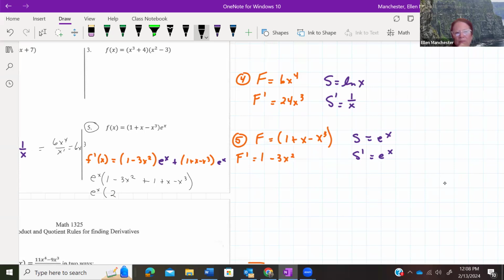Actually, let me put it in descending order. So I have negative x cubed. Don't have anything to add to that. I have a negative 3x squared. Don't have anything to add to that. I have plus x plus 2. And that is my simplified derivative. Okay, so in MyMathLab, it is going to ask you to see if there's a common factor.